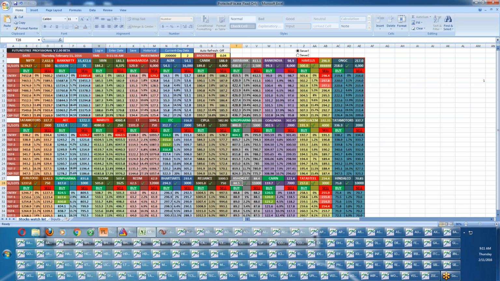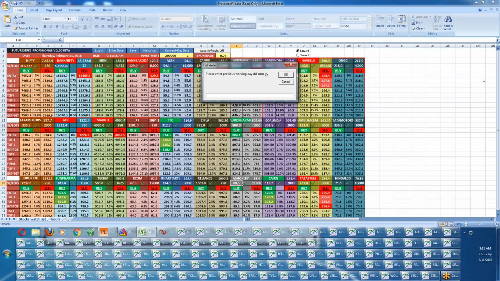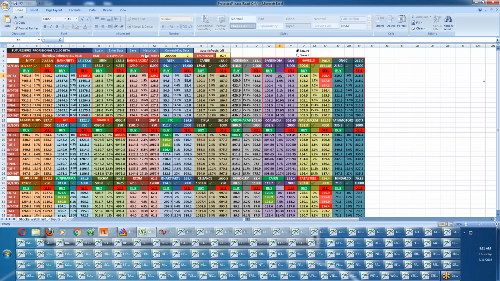What we usually do is log in here and then enter the date. The date we enter is in a particular format like this. You have to enter the previous working day, that is 10-FEB-2016. This is the date format we have. Then we click on historical data, and we'll get the data feed.